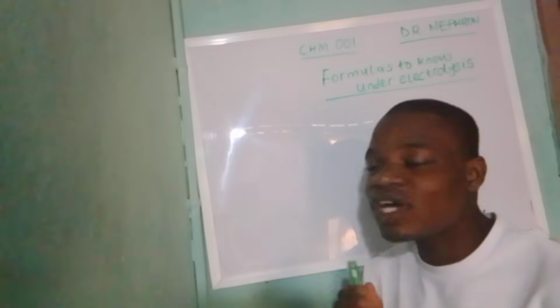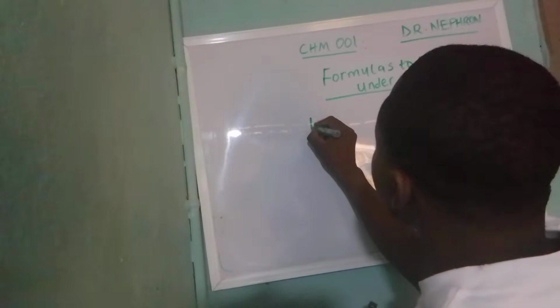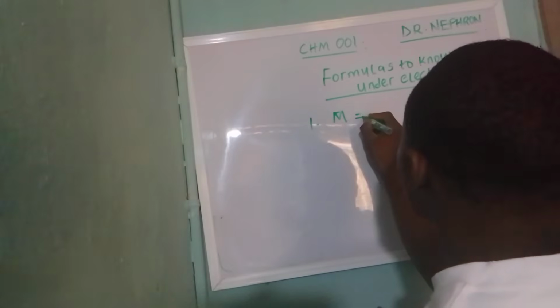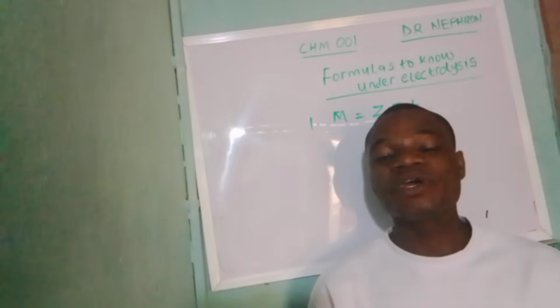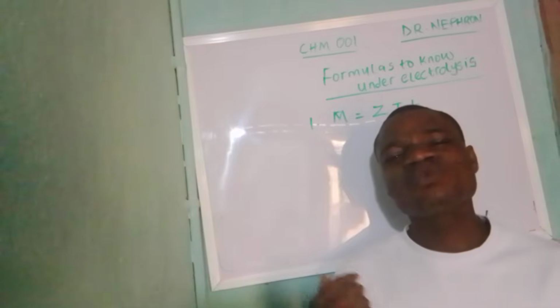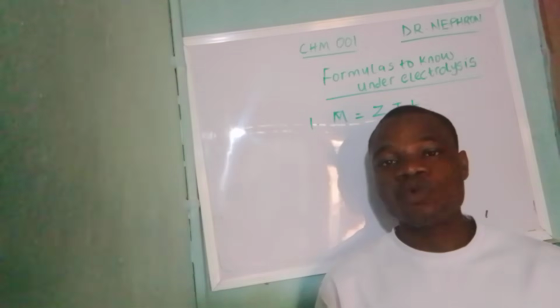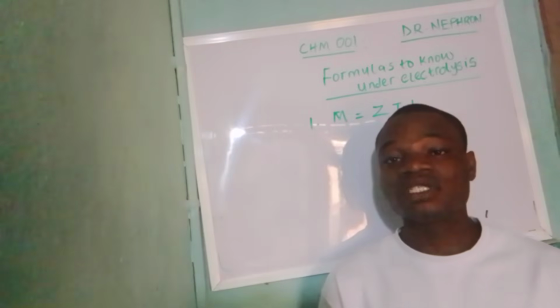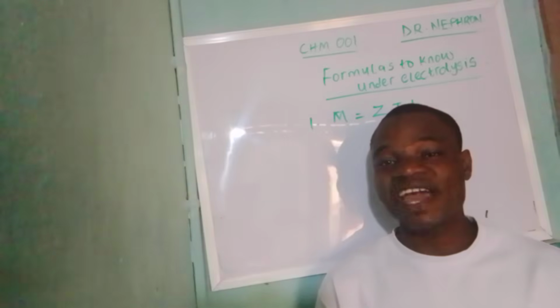The first formula to know under electrolysis is M equal to ZIT. Where do we derive this formula from? This formula was actually derived from Faraday's first law of electrolysis.